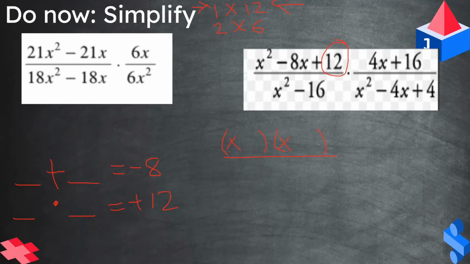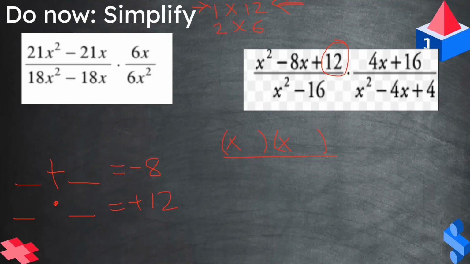Well, for me, the first two numbers, 1 and 12, 1 times 12 gives me 12, but even if I change the signs, I cannot make them add up to -8, or subtract one from the other and make them equal to -8. That is not going to work. Well, if that is not going to work, let's go to the second pair of factors that we have.